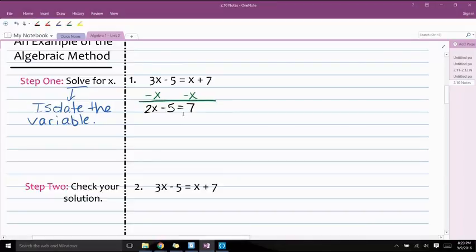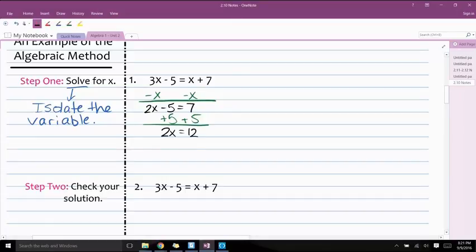Okay, now again, we're trying to get to just x. So next step, let's move that 5. So let's get the variables on one side, the numbers on the other. Well, this is a negative 5. So how do you undo a negative 5? You add 5. So we're going to add 5 to each side, and then we're left with 2x. Negative 5 plus 5 is 0. That goes away. 7 plus 5 is 12.